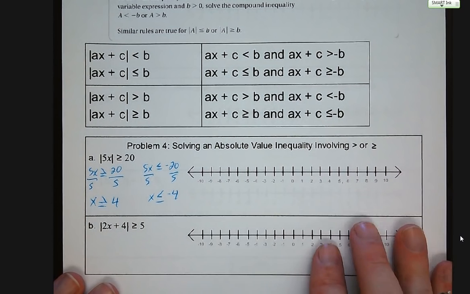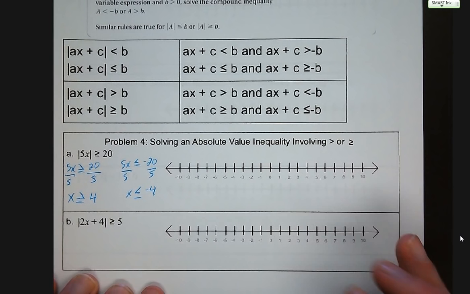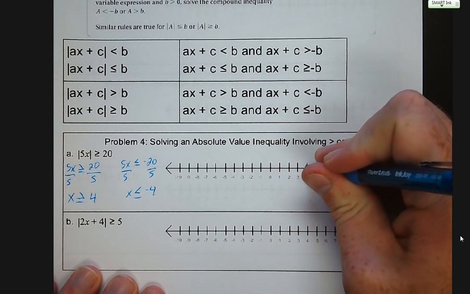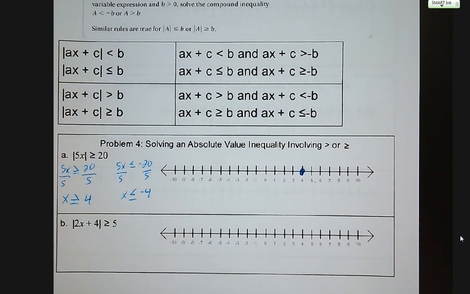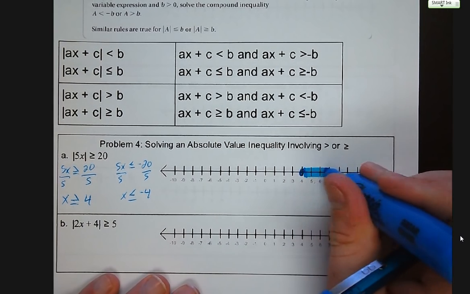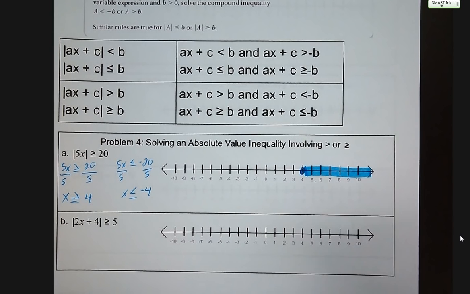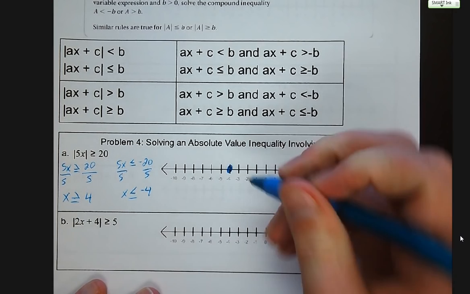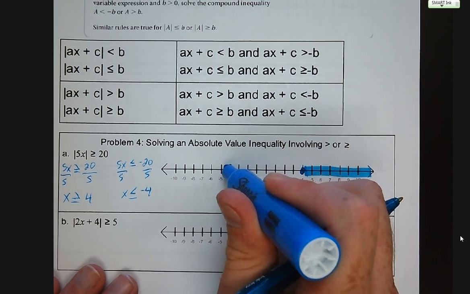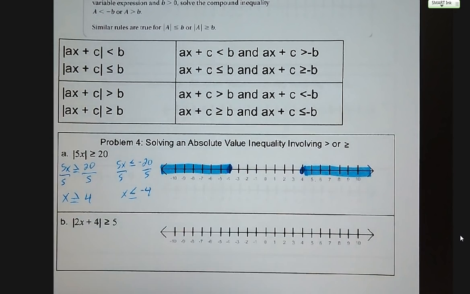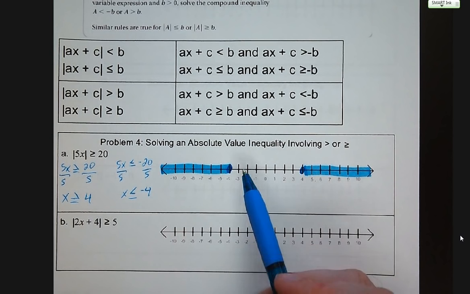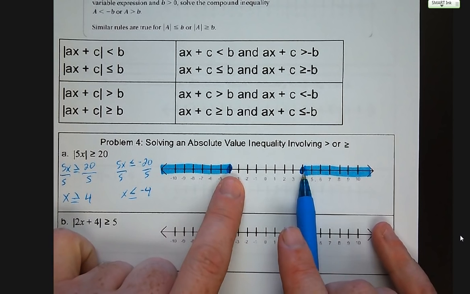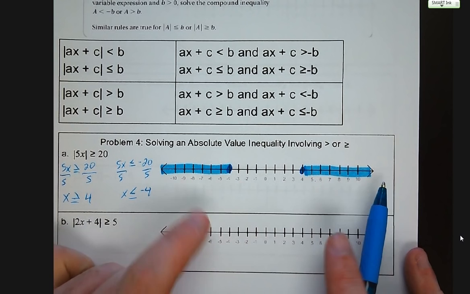So we're going to graph them as well. So remember, closed dot for greater than or equal to. So we have a closed dot at 4, and we're going to be shading to the right. And we have a closed dot at negative 4, and we are shading to the left. Okay, so when our absolute value is greater than a number, we are doing an OR equation, and they are going out from the center, going out.